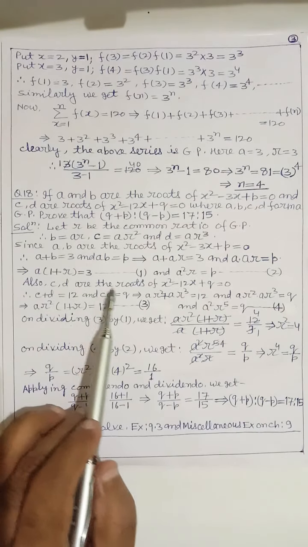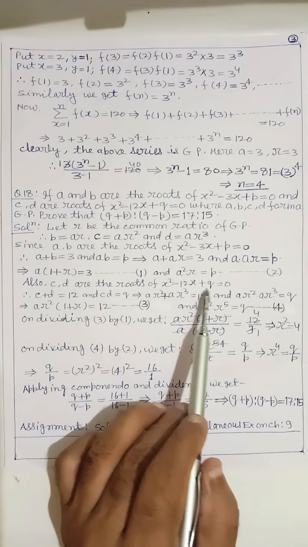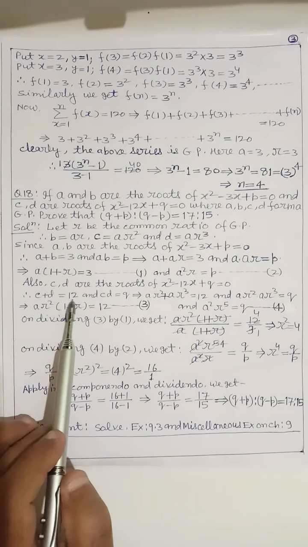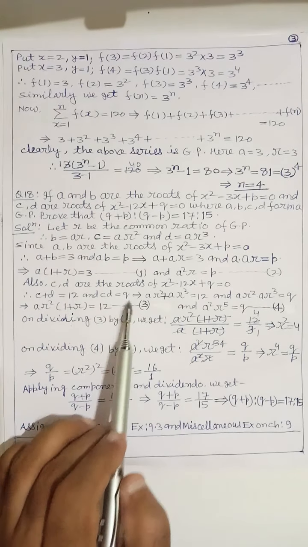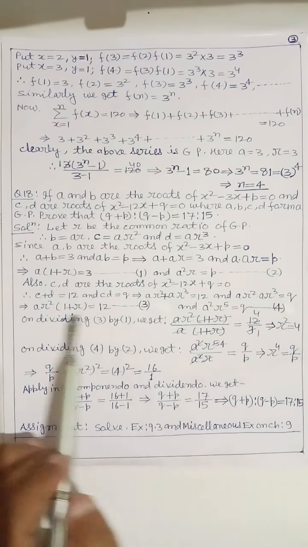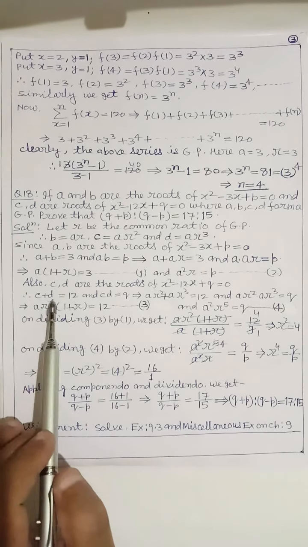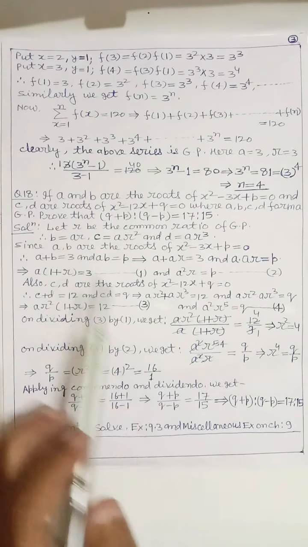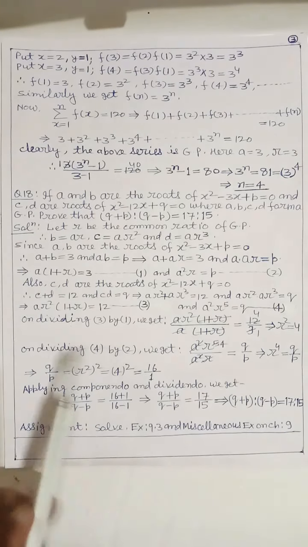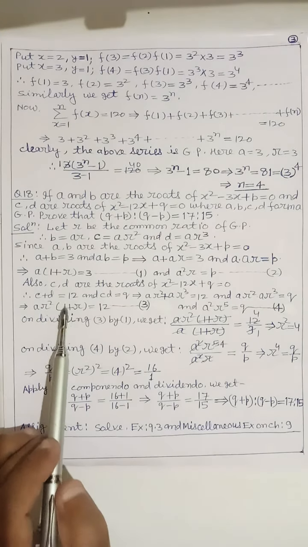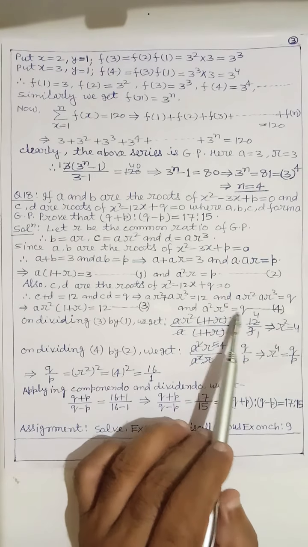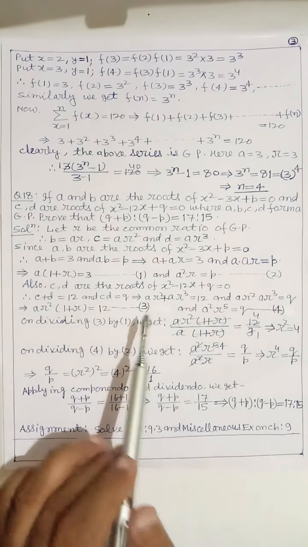Also c and d are the roots of x square minus 12x plus q is equal to 0. So c plus d equal to 12 and cd is equal to q. Sum of roots and product of roots here. And here if we put the values of c and d from above, we get this, and if we simplify this and this, we get ar square into 1 plus r is equal to 12 and a square r to the power 5 equal to q. This is fourth and this is third.